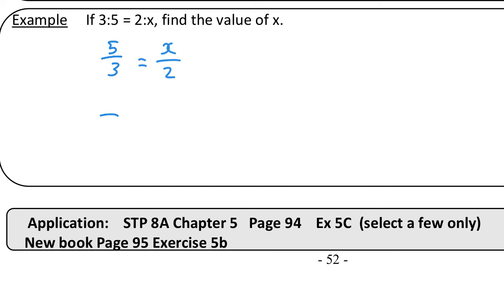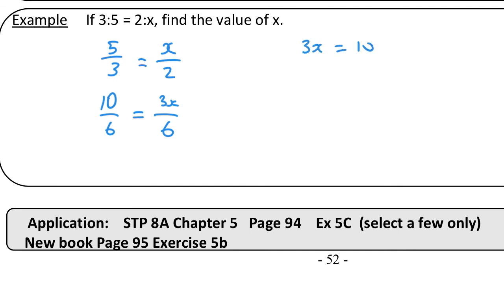So we've got denominators of 3 and 2. The common denominator is going to be 6. To get from 3 to 6, we multiply by 2. So that's going to be 5 times 2 is 10. To get from 2 to 6, we multiply by 3. So multiply the top by 3, we get 3x. The denominators are the same, so that means that 3x must equal 10.